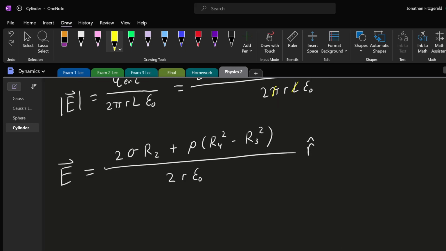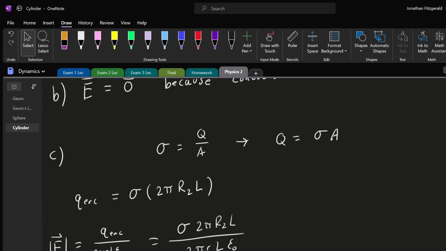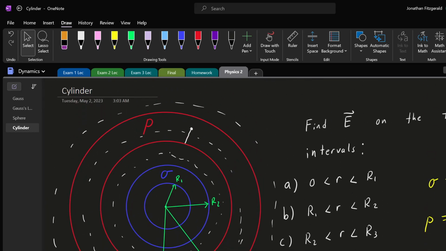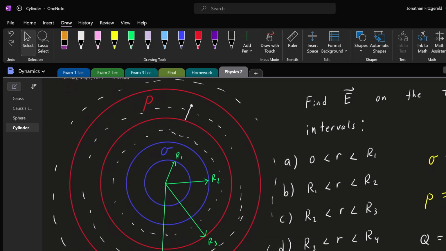And that's good for the electric field. And that puts an end to Gauss's law for the cylinder.